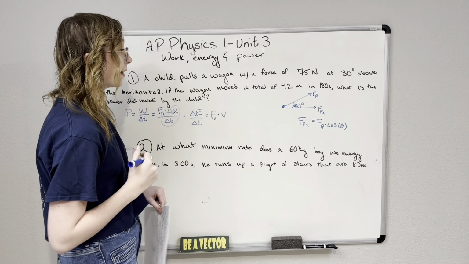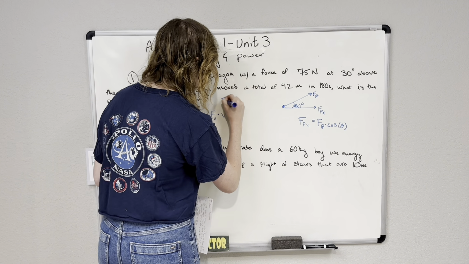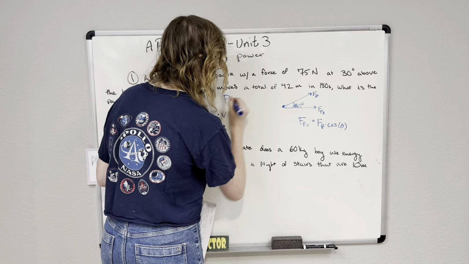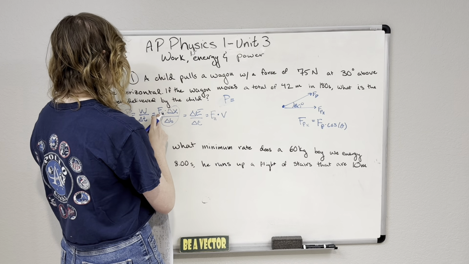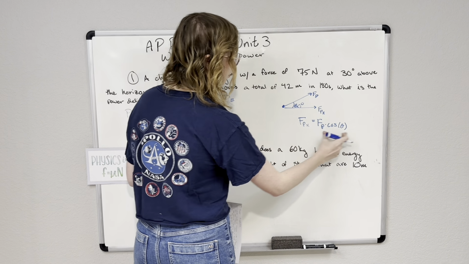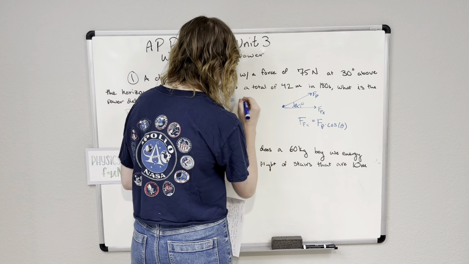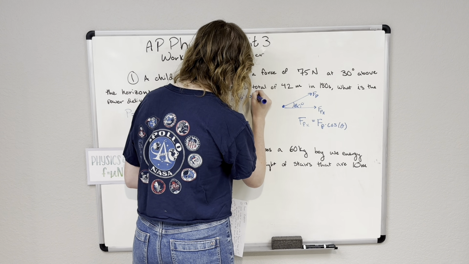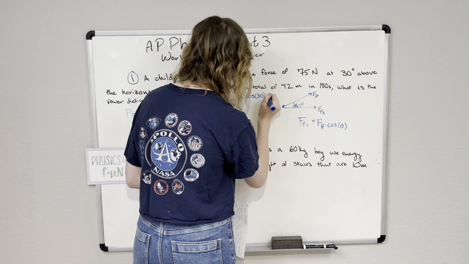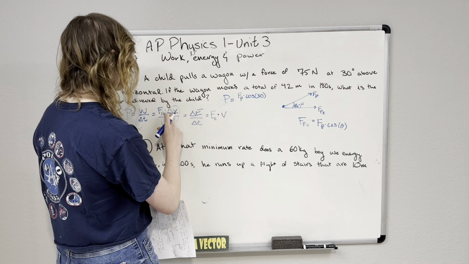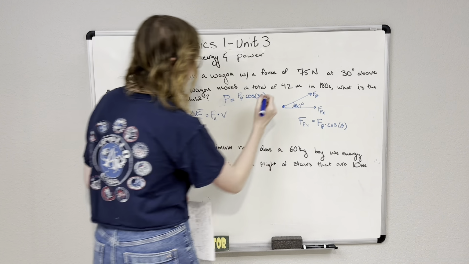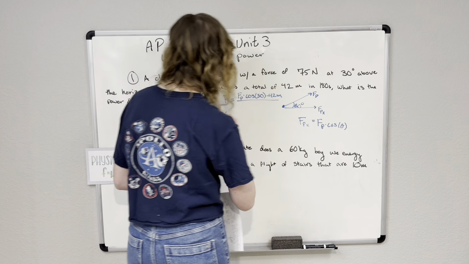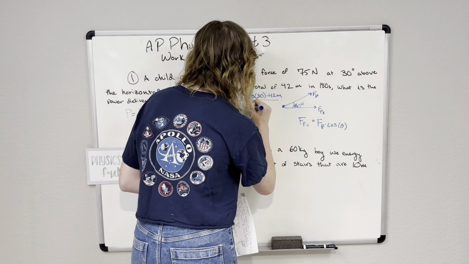So if I want to calculate this power, all I have to do is say my power is equal to the parallel component of my force, which is the force of my pull times cosine of 30, times my change in distance, 42 meters, over my change in time, 180 seconds.